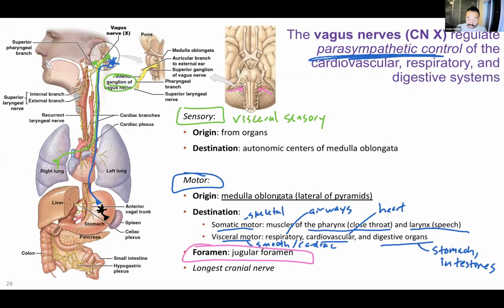Now, I've mentioned here that vagus nerve is for sensing stuff from your organs and for controlling your throat and speech and controlling your organs. Control how fast your heart is beating, how hard it beats, controlling movement in your stomach and your intestines, controlling the size of your airways. It actually does one more thing.